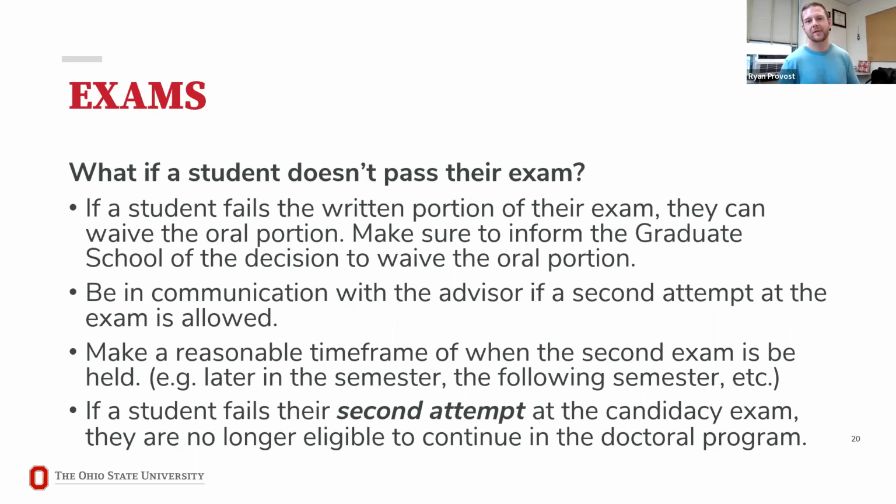If you are given a second shot, you have to set a reasonable time frame of when that second exam is going to be held. So it has to be a determined amount of time that is considered reasonable. Now, reasonable isn't clearly defined, but it can't be years down the road, obviously. It needs to be pretty reasonable and relatively quick. Now, if a student fails their second attempt at the candidacy exam, they are no longer eligible to move forward in their doctoral program. So you get up to two chances to pass candidacy exams.